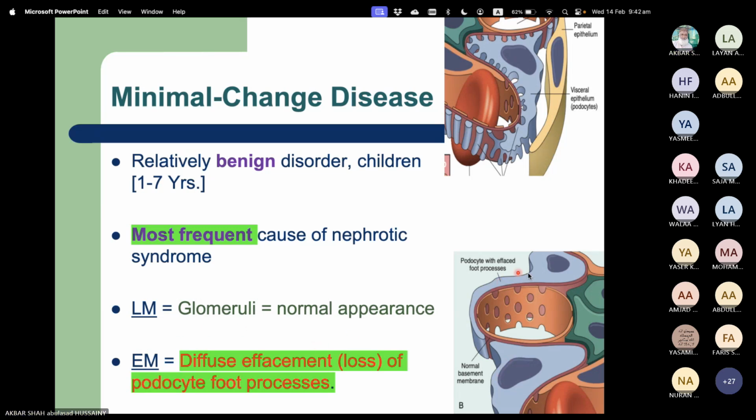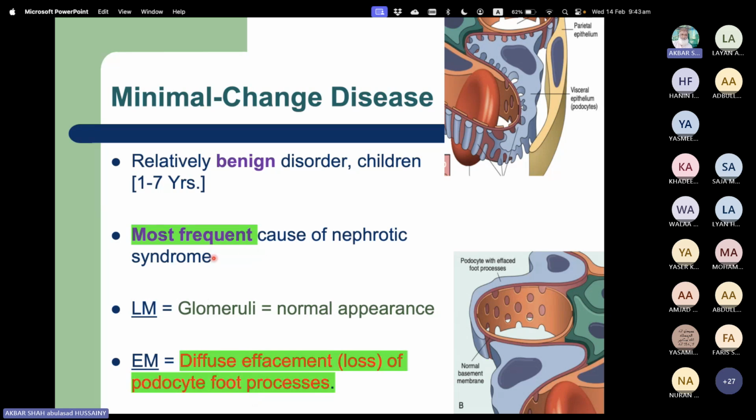loss of foot processes. You see, this is normal at the top. You see, these podocytes have the foot processes. They are very important. If they are lost due to some reason, there's effacement of them, and then all the protein can pass. So the holes, the fenestrated holes in the capillaries are open now, and a lot of protein is lost. So on electron microscopy only, you can see the diffuse effacement or loss of podocyte foot processes.